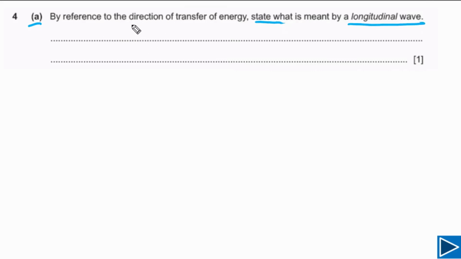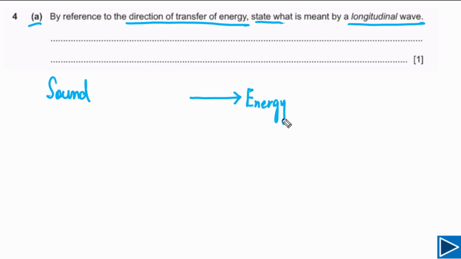And in our answer, we have to mention direction of transfer of energy. The best example, or simply I can say the simplest example of longitudinal waves is sound. Sound waves are longitudinal waves. Now let's imagine that the wave is moving to the right, means the energy is transferred to the right, or you can say direction of wave is to the right. So simply we can say this is direction of energy transfer. Direction of energy transfer means the wave is moving to the right.